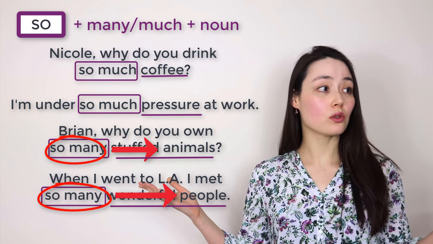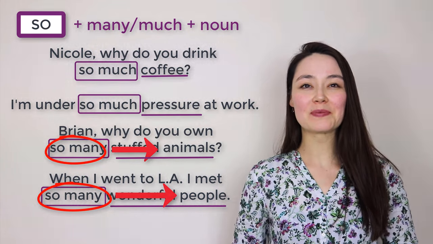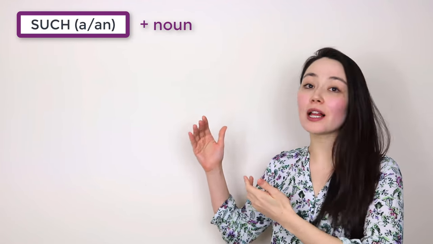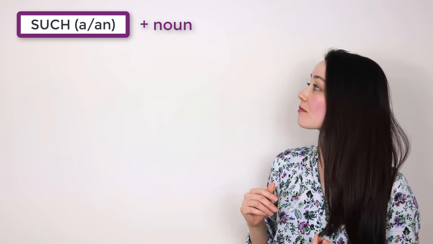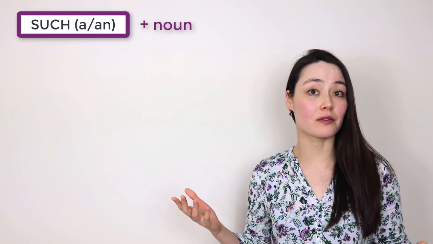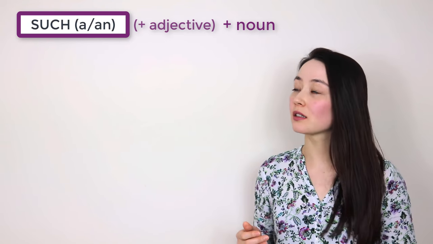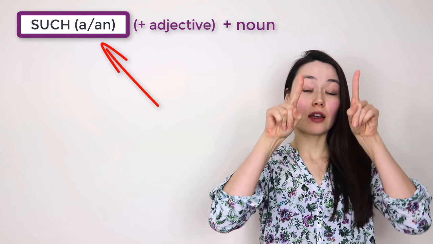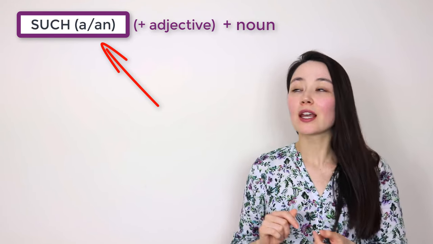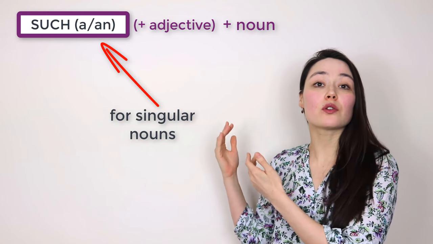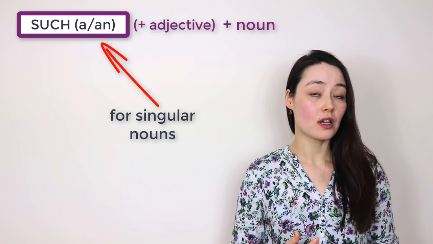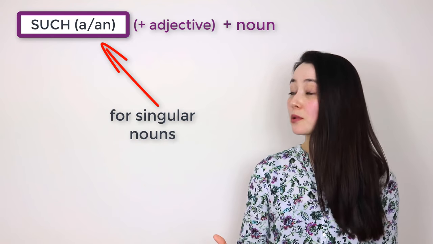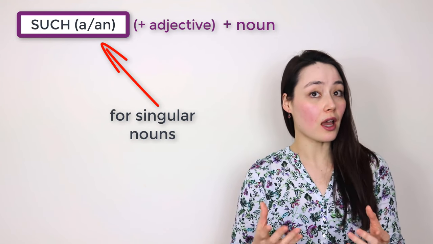Let's move on to such. Okay, it's such plus noun. Normally an adjective goes in between. Why do I have A and N in parentheses? Use A and N if your noun is a singular noun. If it's a plural noun or uncountable noun, do not use A or N.